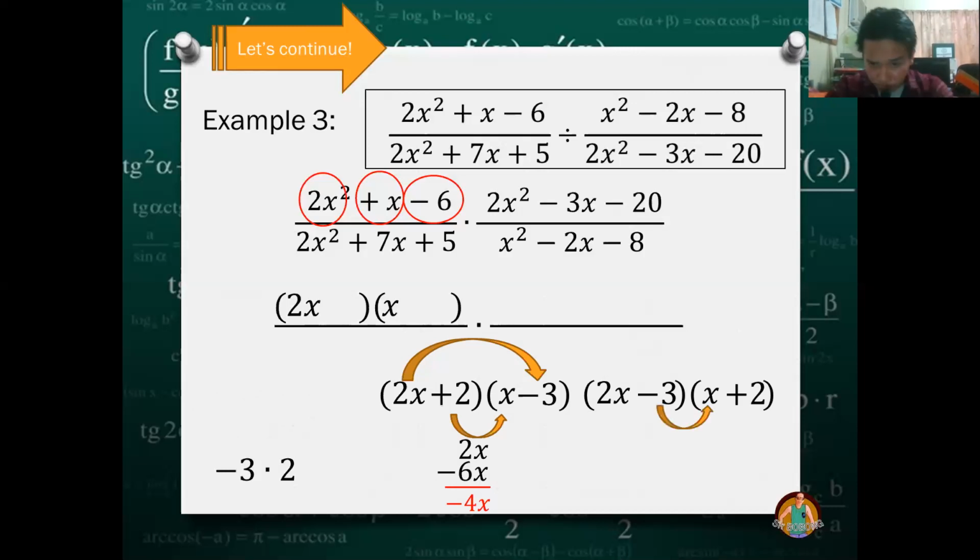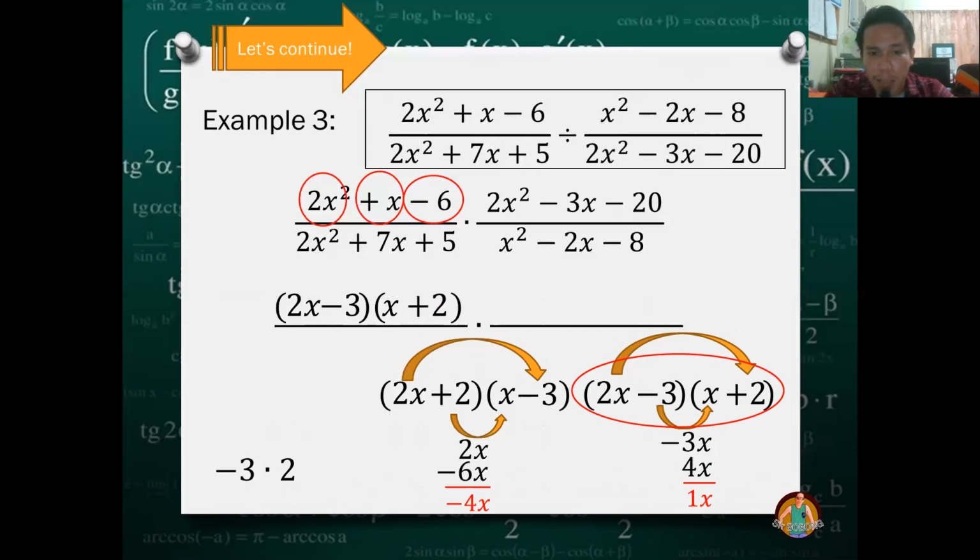So, check natin kung tama. Negative 3x, negative 3 times x will give us negative 3x, and 2x times 2 will give us 4x. So, i-combine mo, your answer will be positive 1x, which is correct or equal sa ating middle term. So, ibig sabihin yung tamang positioning is 2x minus 3 and x plus 2. So, ibig sabihin, yan na yung magiging factor mo. Okay? So, 2x minus 3 and x plus 2. Kasi na-checking natin. Okay? So, yan yung mahirap dyan kasi nga, you will going to have your trial and error.